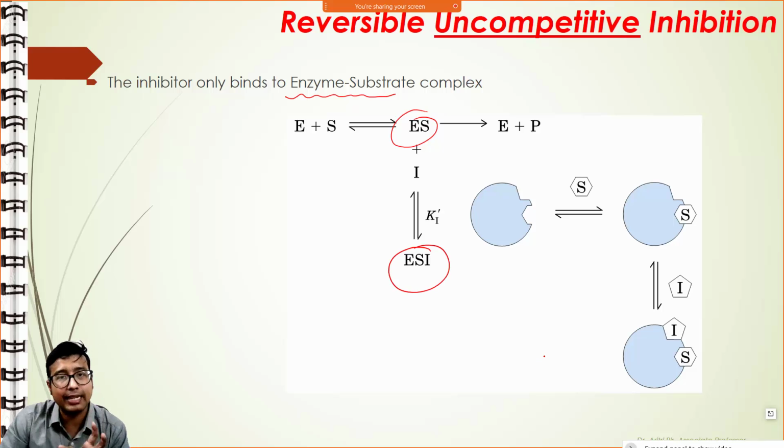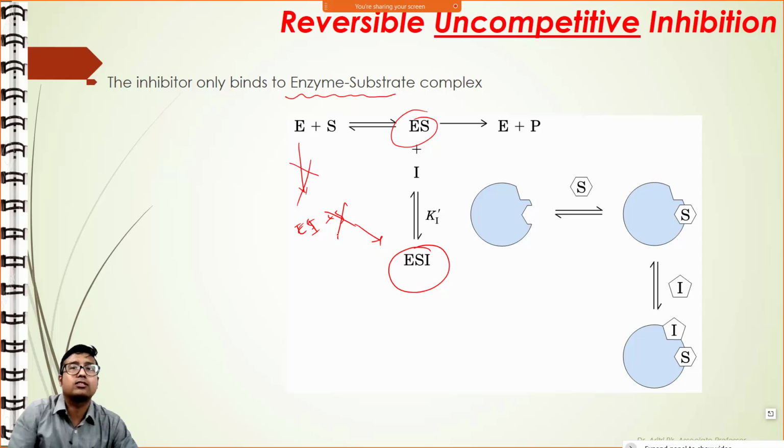The mechanism is the same. It does not look like the substrate. The only category where the inhibitor is a substrate analog or structurally similar is competitive. So in the other two, the inhibitor does not look like the substrate. But how does it differ from non-competitive? In non-competitive, even I could have bound to the enzyme, and EI plus S was leading to formation of ESI. This is not happening in case of uncompetitive.